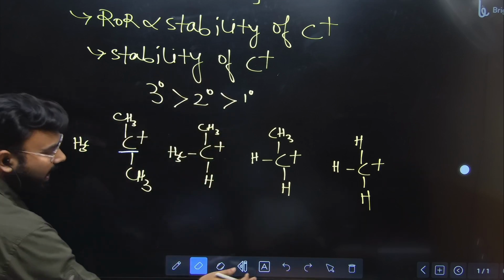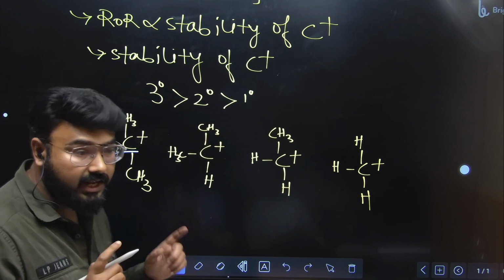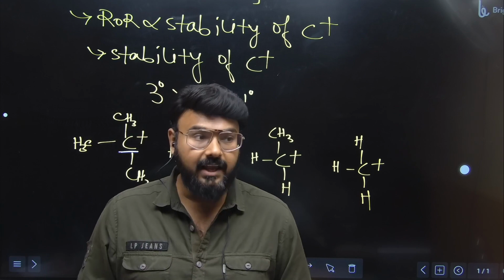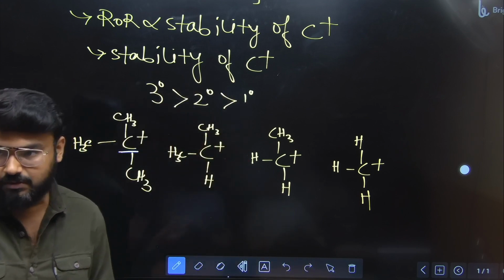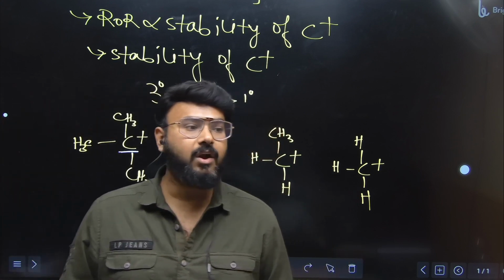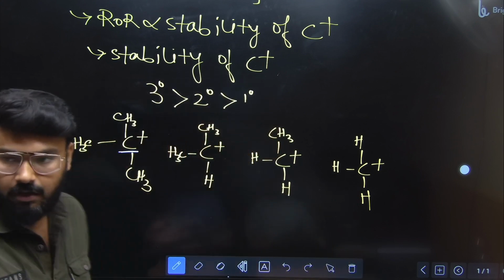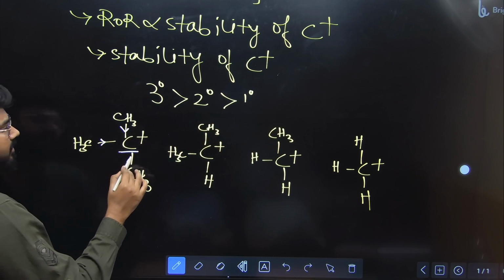So how many alkyl groups are there? I told you, alkyl groups are plus I groups, right? They donate electrons. They are electron donating groups, or in some textbooks they are also called electron releasing groups, ERG. So how many groups are there? Can you all check? Three.